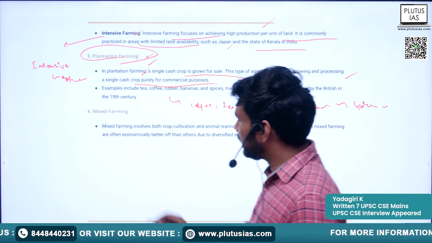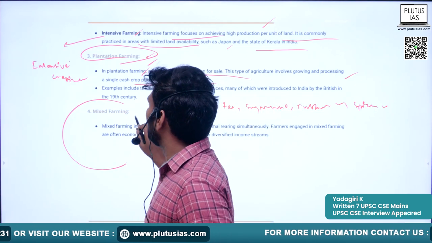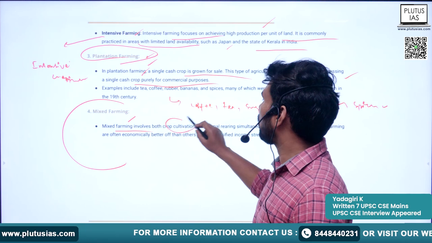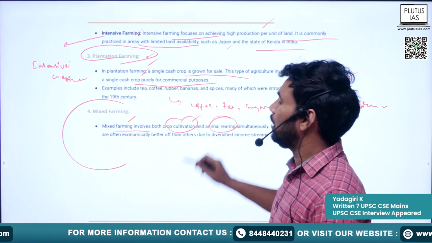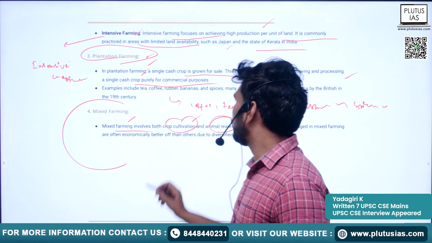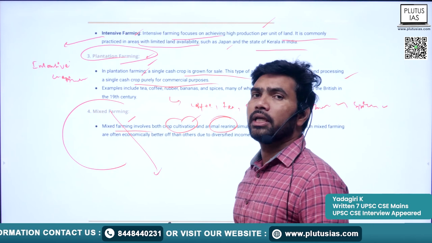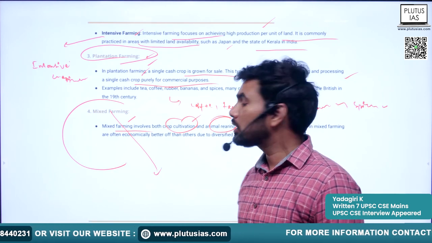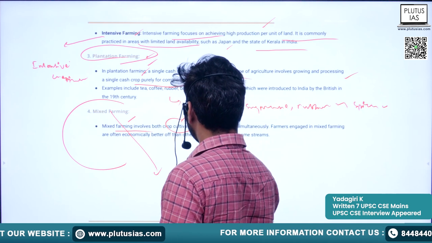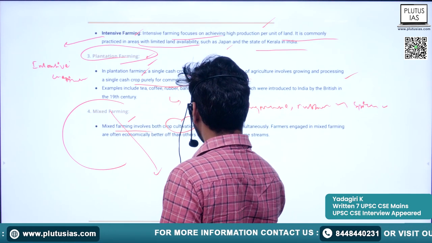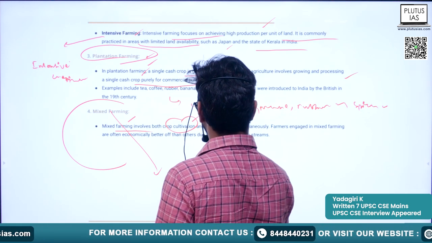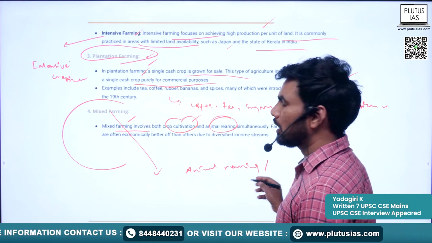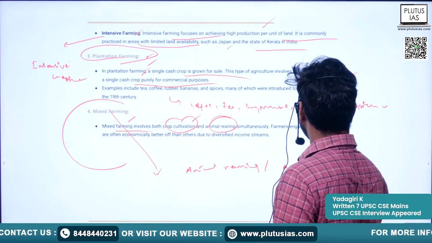All right, another classification is mixed farming. Mixed farming involves both crop cultivation and animal rearing. So try to remember this one. Mixed farming is clubbing or mixing the farming with animal rearing, or combining agriculture and animal husbandry.